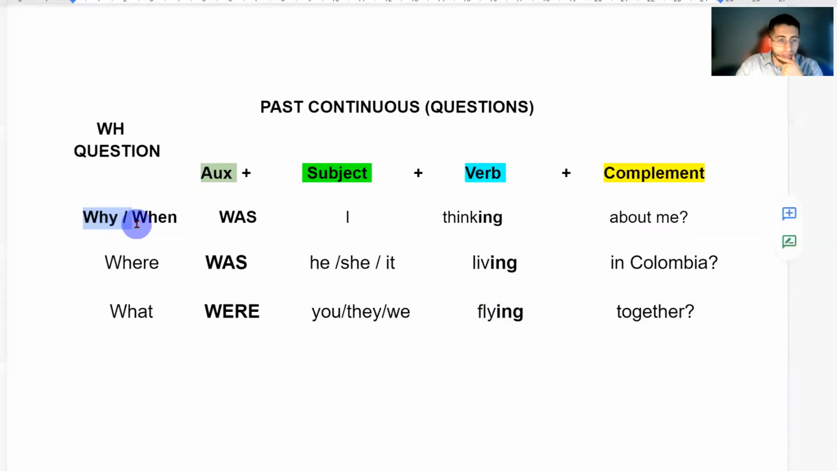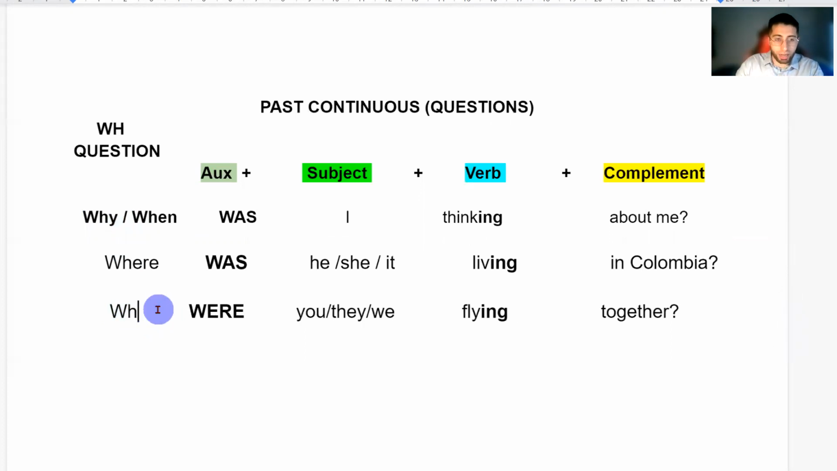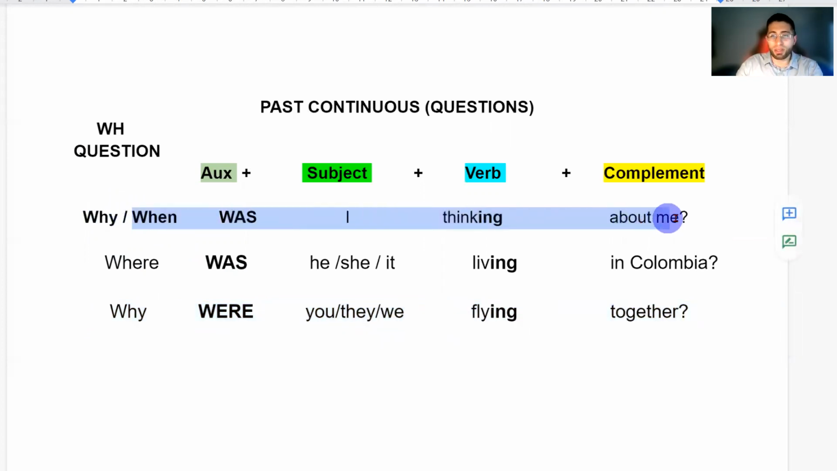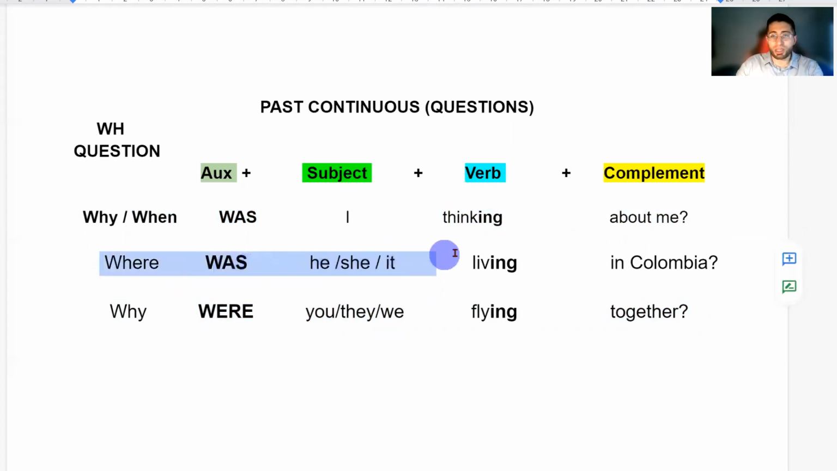Para hacerlas más abiertas. Entonces, por ejemplo, preguntamos, ok, we may say why, ¿cierto? Why, ¿por qué were you flying together? ¿Por qué estaban volando juntos? ¿Cierto? Or when I was thinking about me. Cuando yo estaba pensando en mí, ¿cierto? Or where was she living in Colombia, right? ¿En dónde estaba ella viviendo en Colombia?